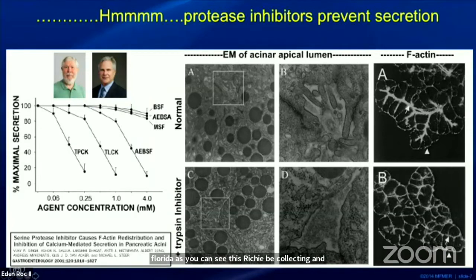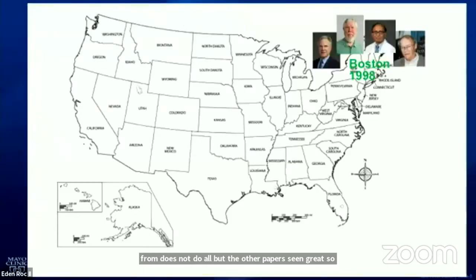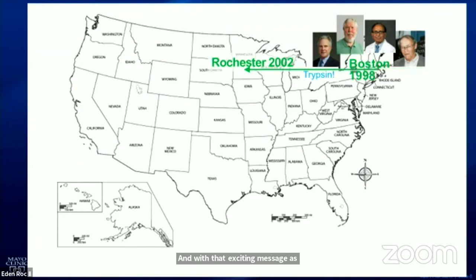But when we give trypsin inhibitors, the whole phenomenon seemed to change. There was loss of apical actin, the microvilli were lost, and the actin moved to the basal surfaces. Well, this was a learning lesson that maybe inhibiting trypsin does not do all, but the other papers seemed great. So maybe trypsin inhibition was the way to go. And with that exciting message, I went to Rochester. Maybe there is a clinical relevance of inhibiting trypsin.